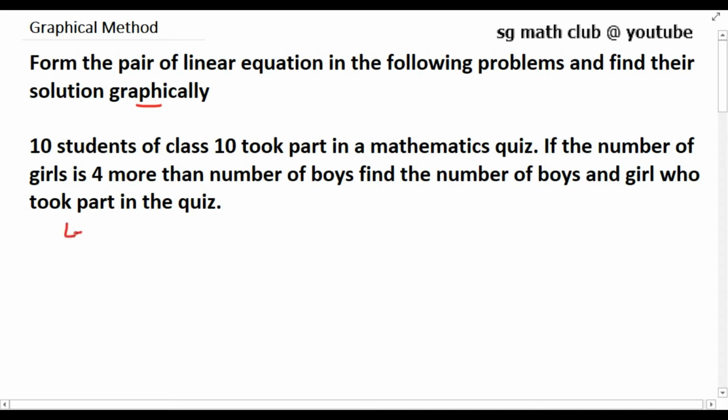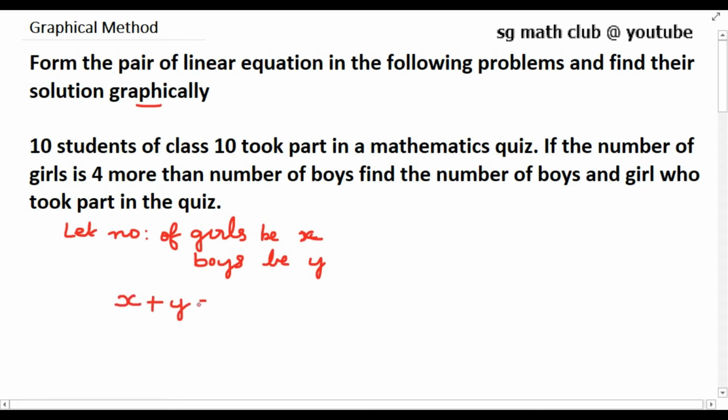So we'll write, let number of girls be x and number of boys in that class be y. So first, as usual, we fix the variables. Now 10 students of class 10, that means total number of students in the class, number of boys plus number of girls is 10. So that is our first equation, x plus y equal to 10.